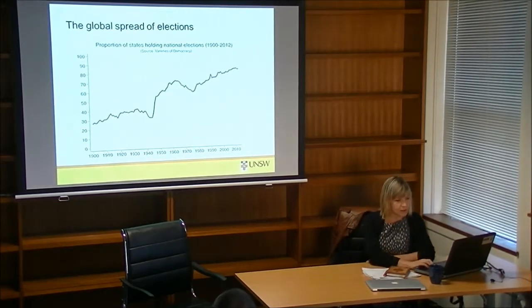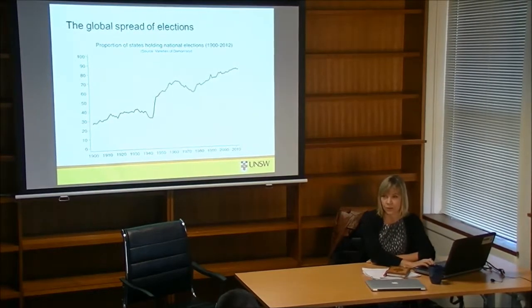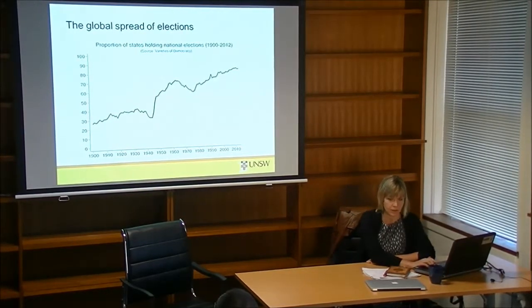What does that mean? That it's become more interesting to look at the quality of elections. Because if you have this global spread of elections, we know there's way more autocracy than 10%. So that means that many of those elections will be rigged, and it's worthwhile to have a look at how that works and how we can prevent that.